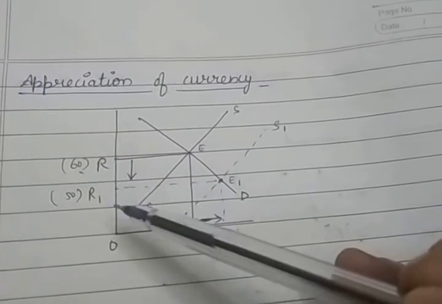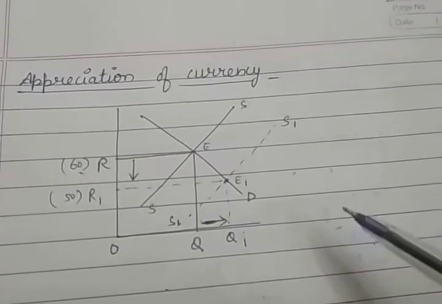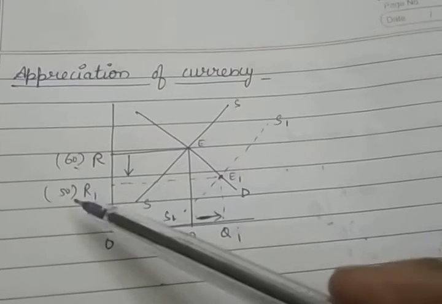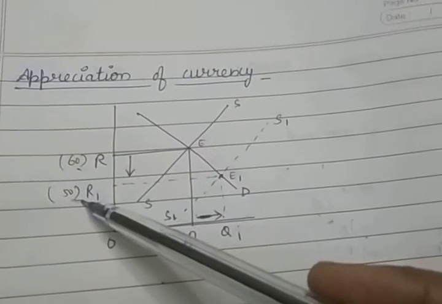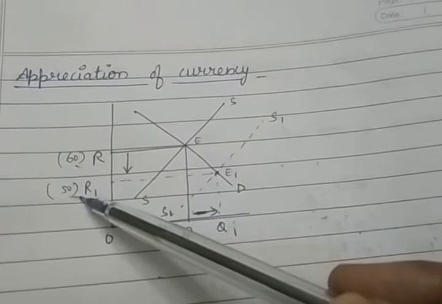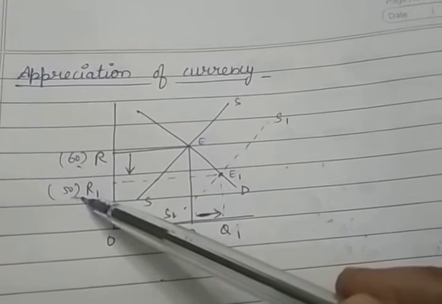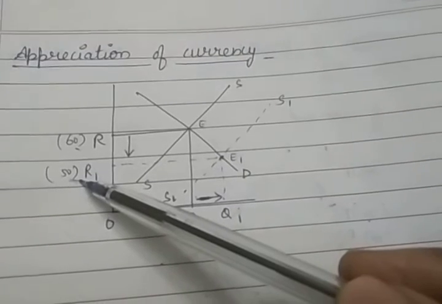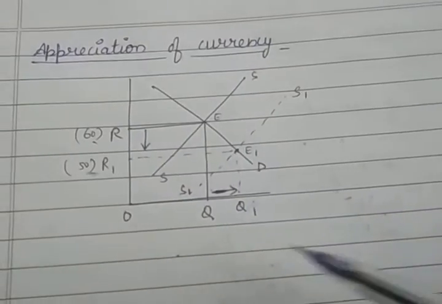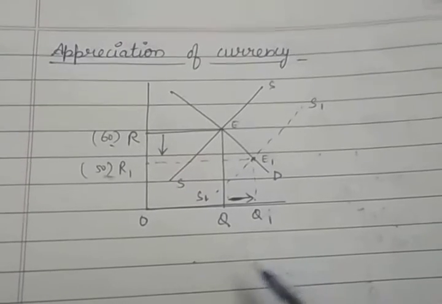So it shows appreciation of Indian currency, because less currency, that means 50 rupees instead of 60 rupees, is required to buy $1. So appreciation of a currency is the increase in its value in terms of another foreign currency. That means now the Indians have to pay fewer rupees just to purchase the $1. Now, what will be the effect of the appreciation of domestic currency on imports?